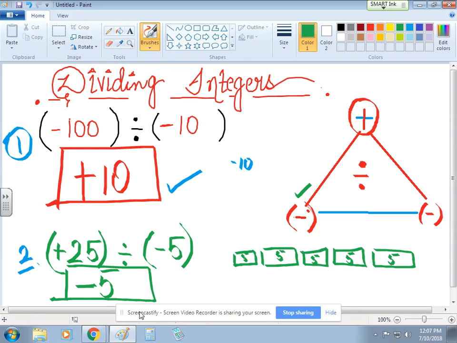Here again, I need to make sure that my division is correct. I need to make sure that my sign is correct in order to get full credit. So I hope I'm making some sense, students. I'm repeating again, this triangle works very well with division and multiplication both. And it comes in very handy when you're dividing and multiplying integers. I hope you understood.